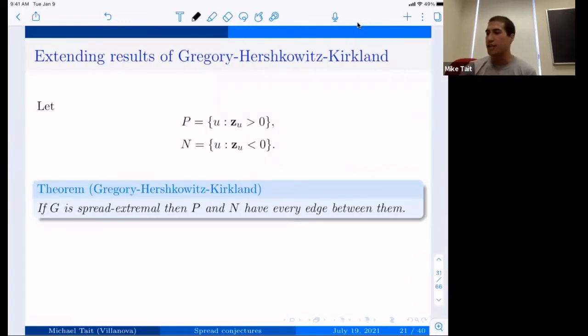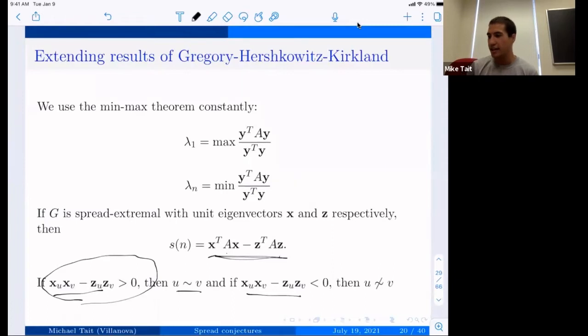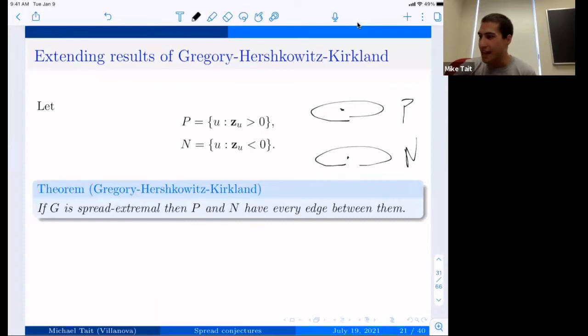If I split my vertex set up according to the last eigenvector, so I put all the vertices that have positive entry on top and all the vertices that have negative entry on the bottom, then if I look at two vertices, one in each part, and I look at this quantity, xu xv minus zu zv, well, now one of these terms is negative, one of these terms is positive, and I'm subtracting that term. So this is a positive number minus a negative number in that case, and so it's positive. And so what that means is this edge has to appear here. For any choice where one vertex is in the positive part and one vertex is in the negative part, all of those edges have to appear.